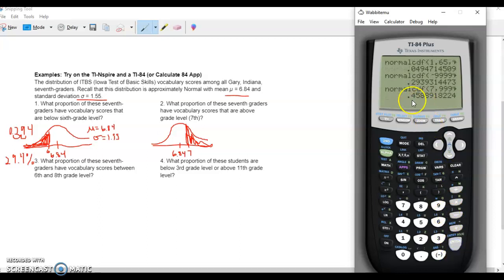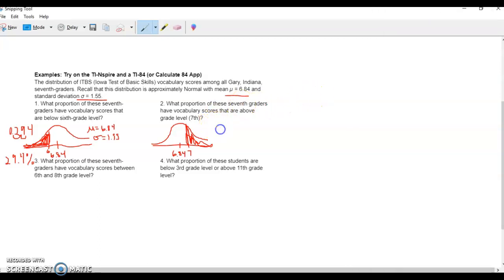So that's 0.459. So that area is 0.459. And again, feel free to make it a percent if you'd like. That just means move the decimal twice. So 45.9, or about 46% of these kids in Gary, Indiana are at grade level or above.